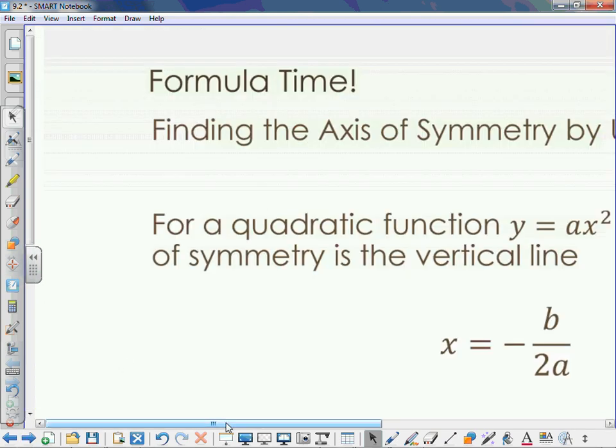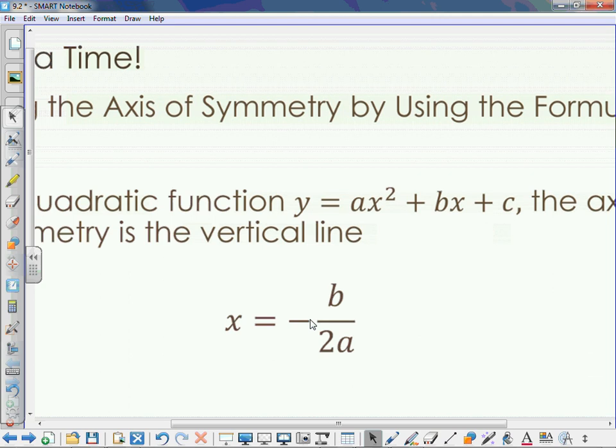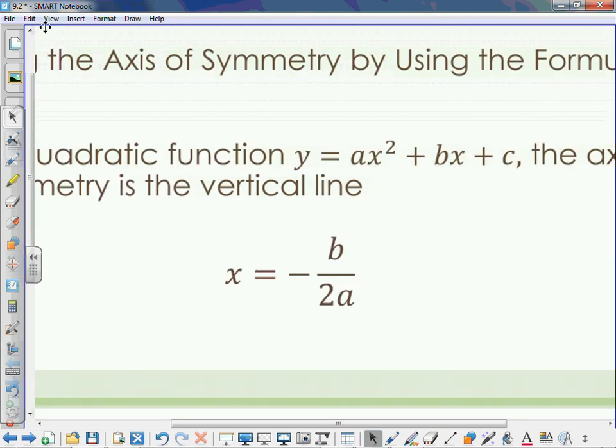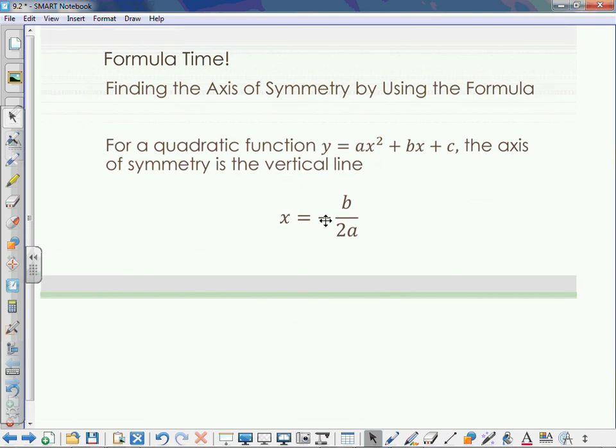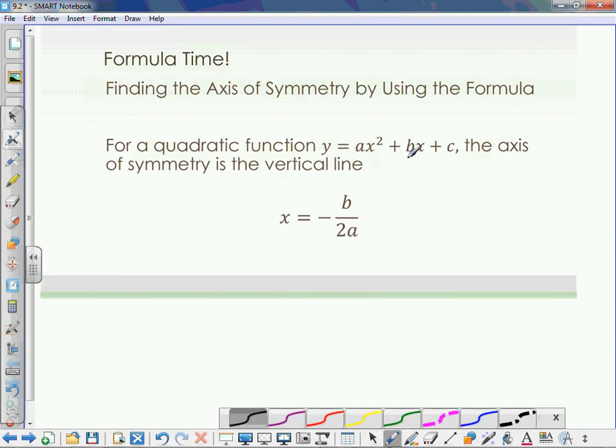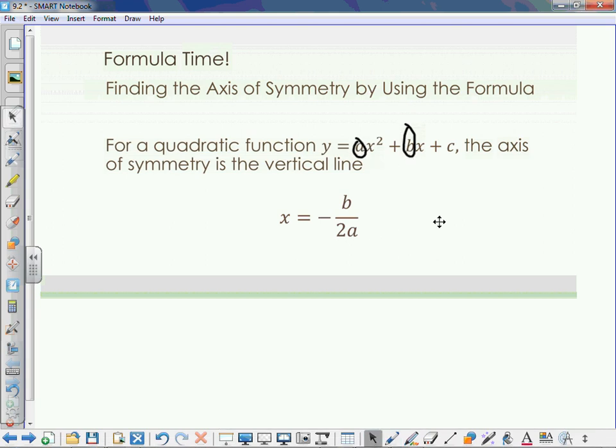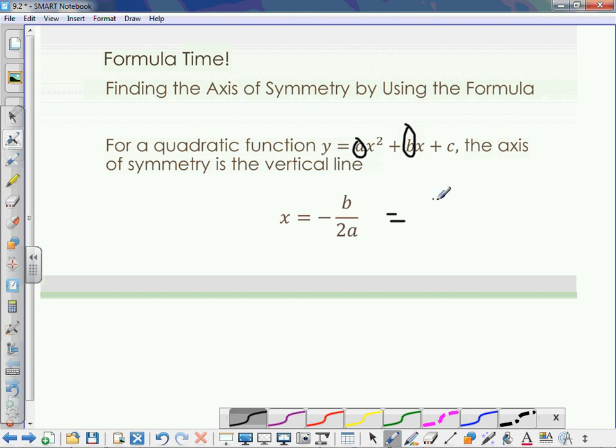All right. Now we have a formula because sometimes the graph won't be shown to you to find the axis of symmetry. So you're going to have to use this formula. Here is B and here's A. You don't use C for the axis of symmetry formula. This negative sign is often forgotten, so when I write the formula, I like to write the negative sign by the b. That way I'll use it in the beginning, and then I don't have to worry about it at the end.